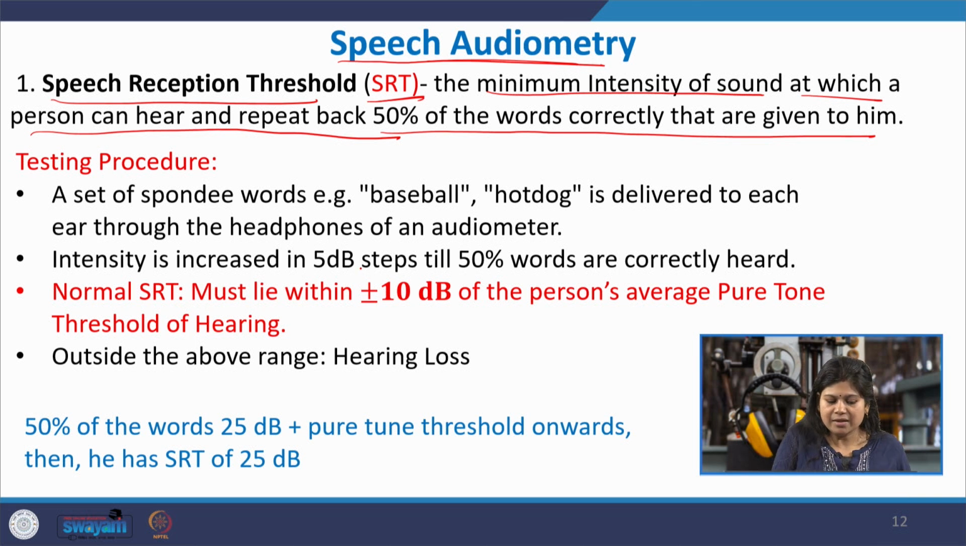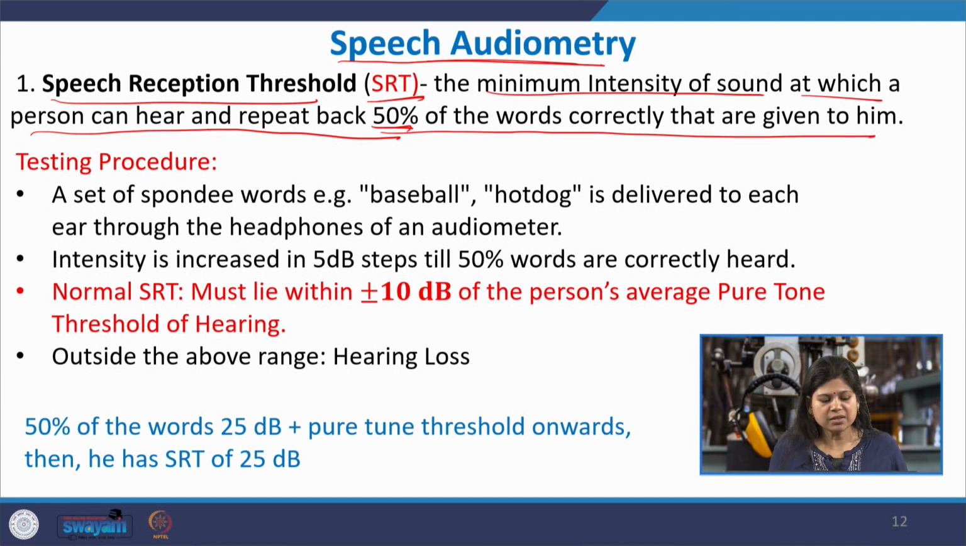So, the decibel level at which 50% of the words start to be heard correctly, that level is noted down. Okay. So, it is the level at which at least 50% of the words which are given to the person, the person is able to correctly repeat back. Which means that the minimum level at which the person starts to hear at least half of the words in the list correctly, that level is noted down and that becomes the speech recognition threshold for the person.